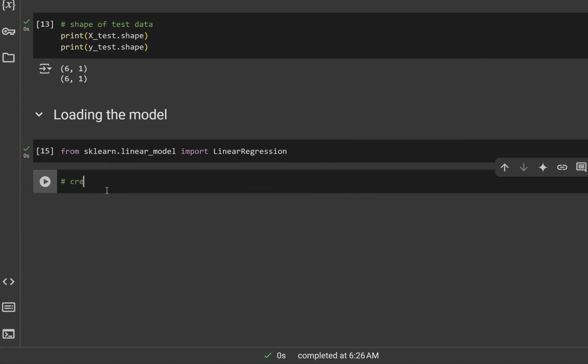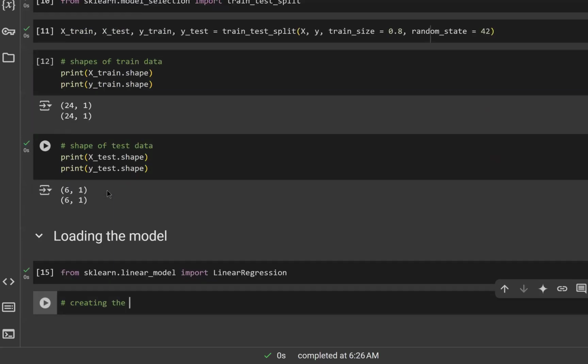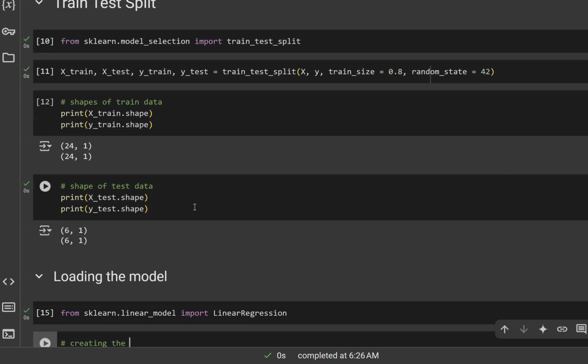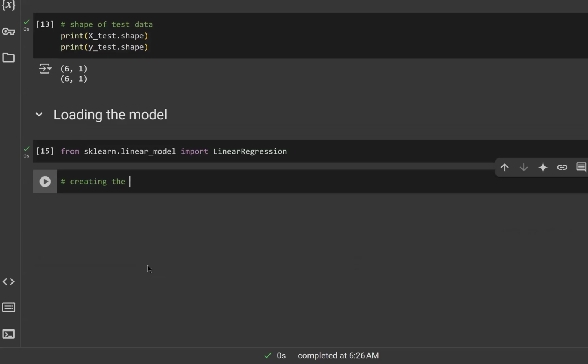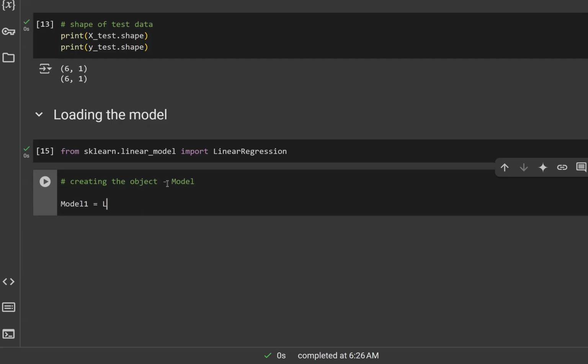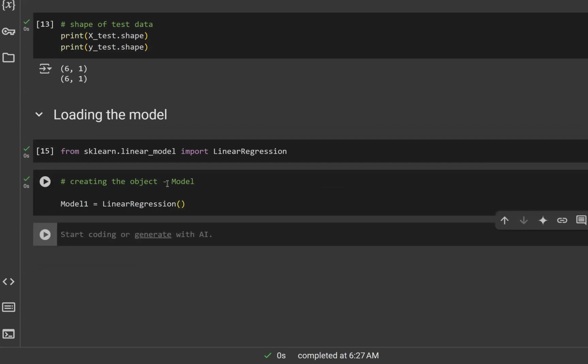So creating the object. What about the 80%? That is the data part. We are not using this data yet. We are doing the machine learning part separately, and the data will be used later. Creating the object, please focus guys, this is very important. This object is called a model. So model equals LinearRegression. This is how you create the model.